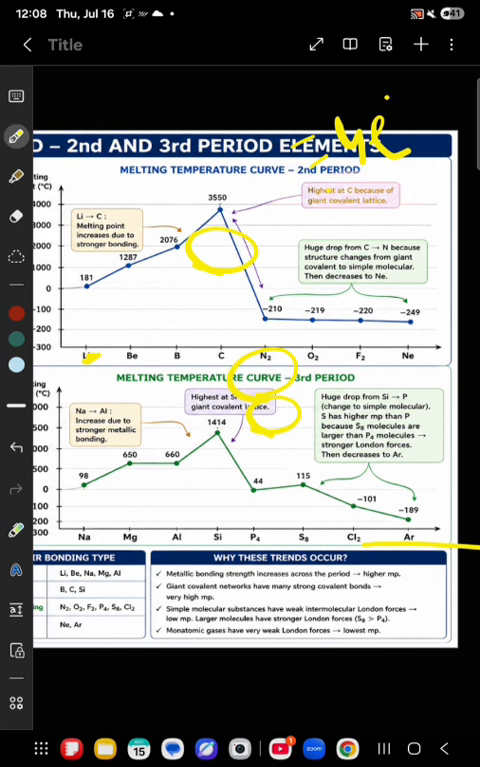The next thing is a huge drop from the carbon to nitrogen because of the structure change. There is a very big structure change, from giant to the simple molecular structure. So that's why it has decreased. And also, the difference between nitrogen, oxygen and fluorine is not very much in their decrease.